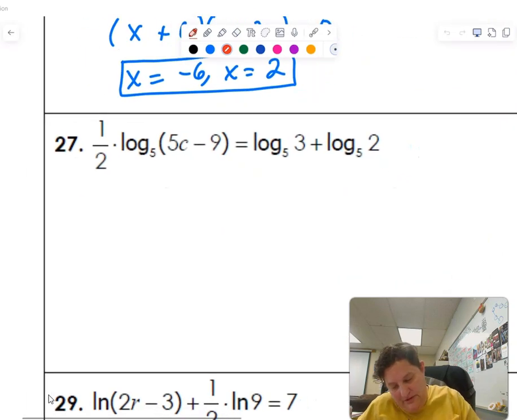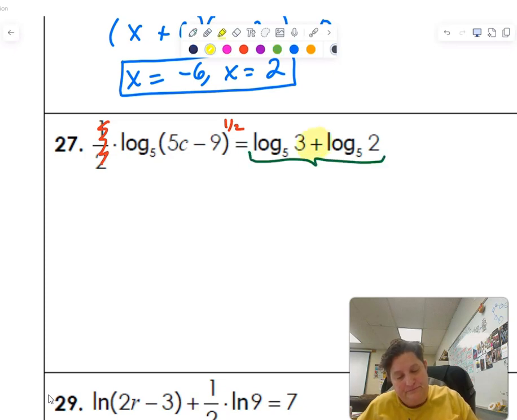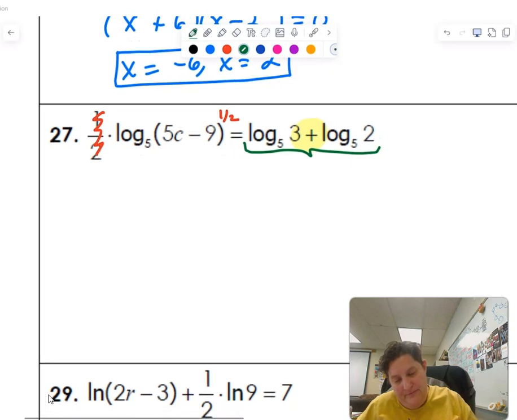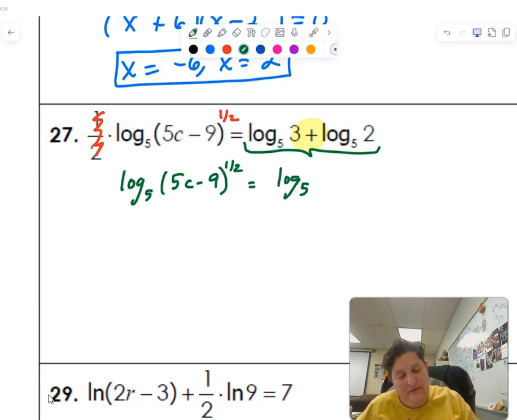This one, we're going to take, I think we'll put the 1/2 up here. And then we're going to combine those two together. Because it says plus, all right, we multiply them. So I get log base 5 of 5c minus 9 to the 1/2 equals log base 5, and 3 times 2 is 6.